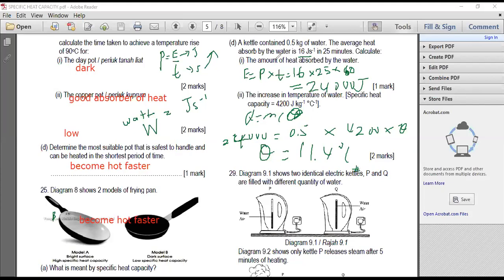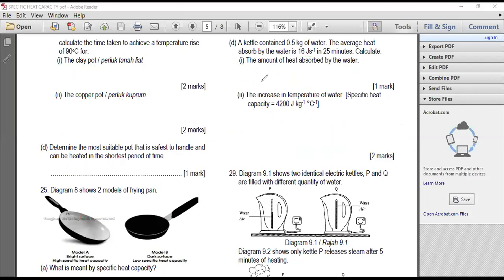Okay. So this is an example of a structured question for specific heat capacity. In the next video we will look at the essay question for specific heat capacity. Okay, so that's all for now.